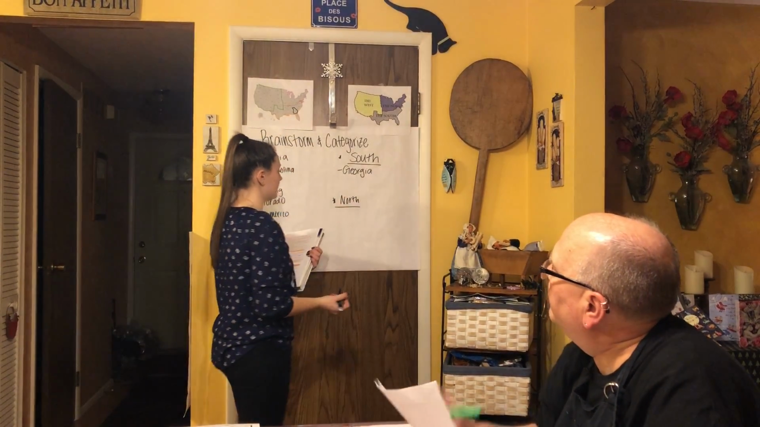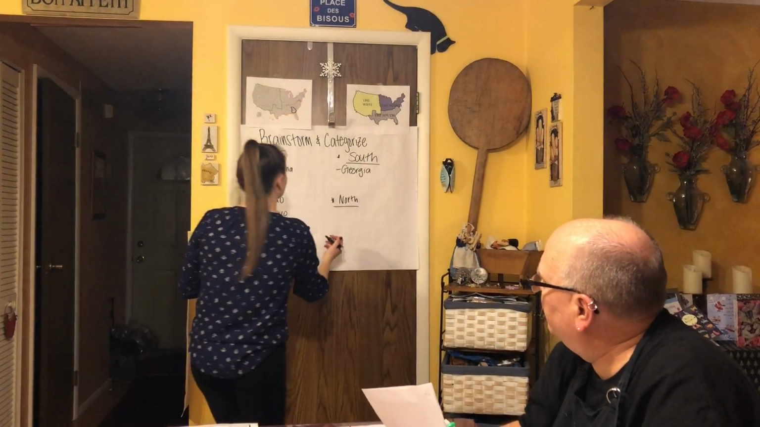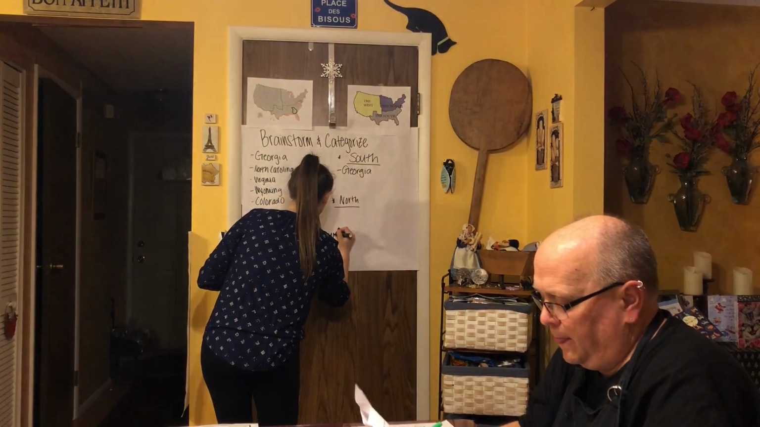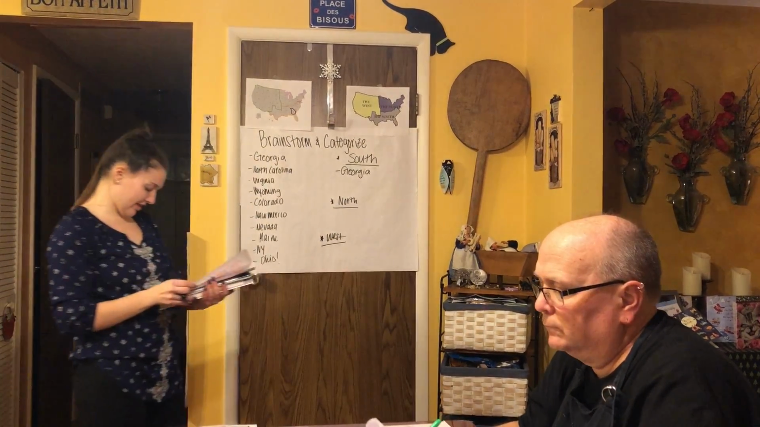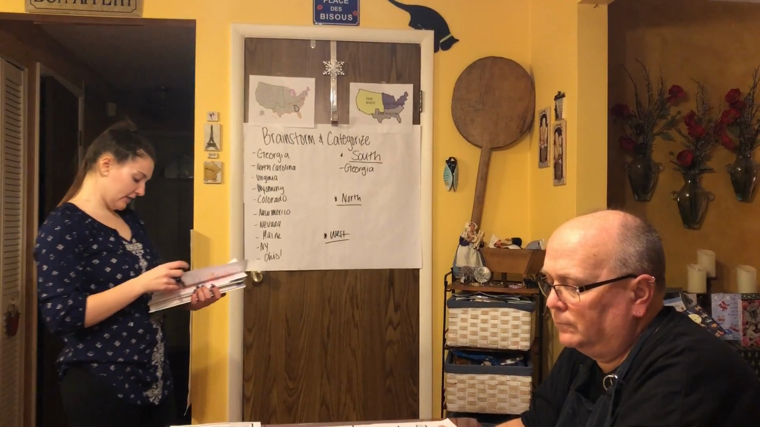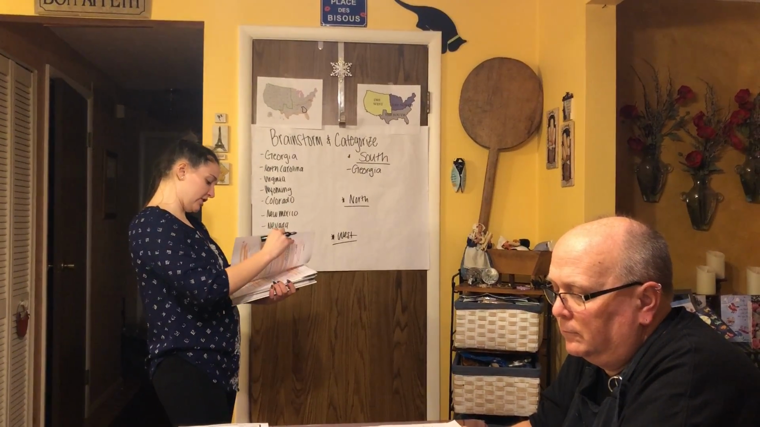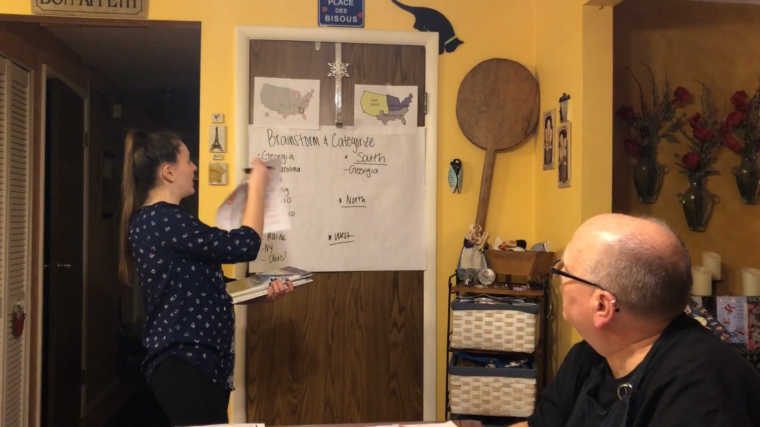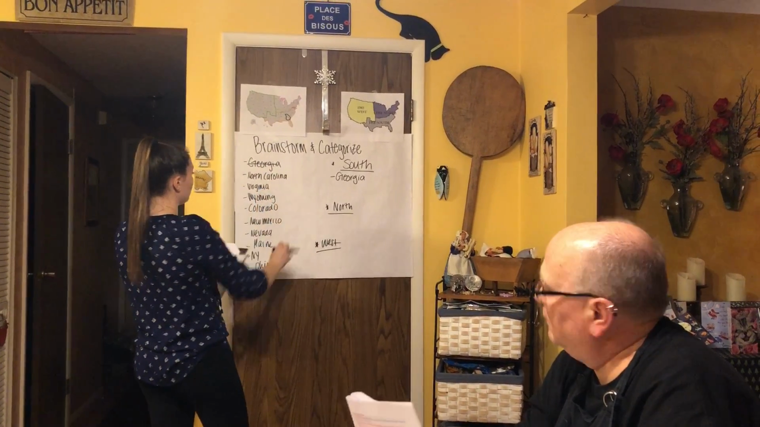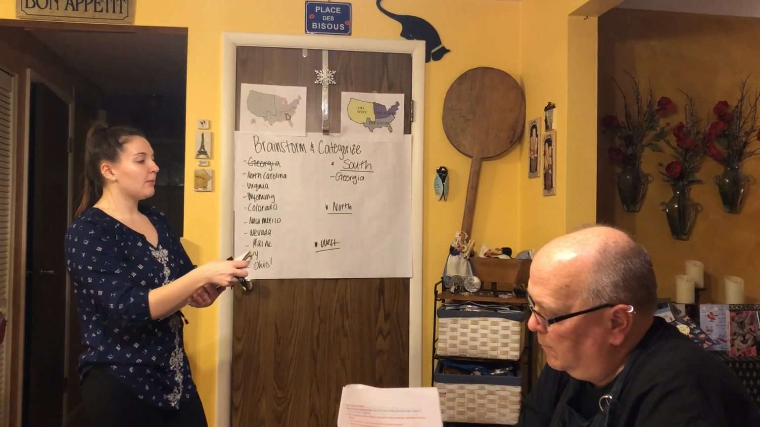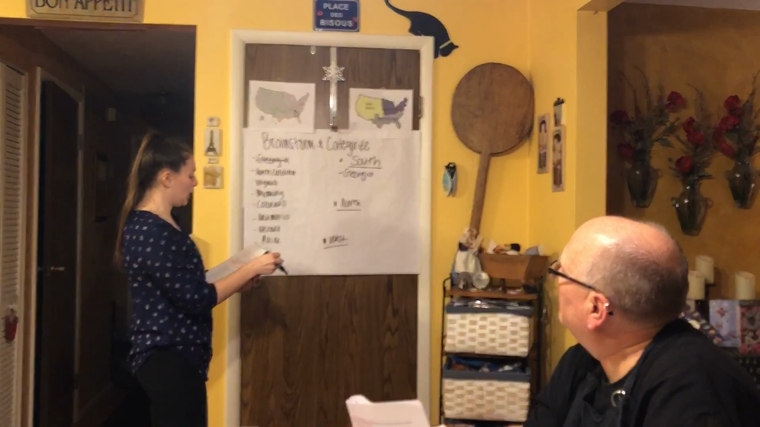Any other ideas? Yeah, out West. West. So these are our three categories: South, North, and West. So let's start with our first state. Which category do you think? Well, we already did Georgia, so we can cross Georgia off. But let's start with North Carolina. Which category does North Carolina go to?